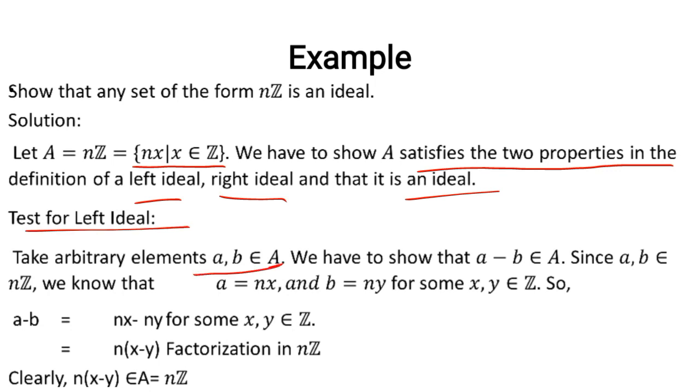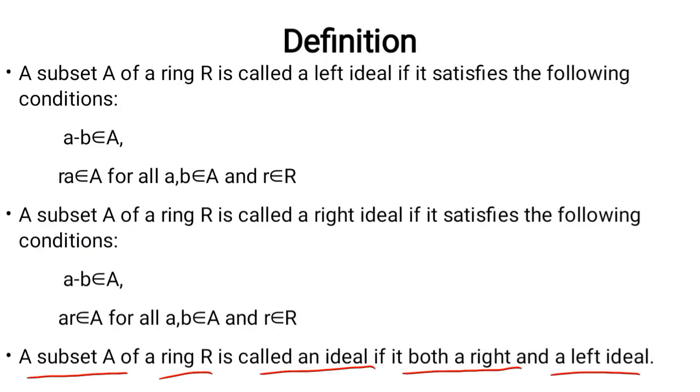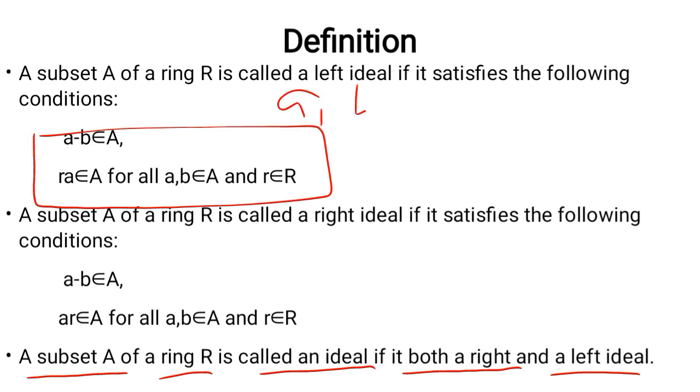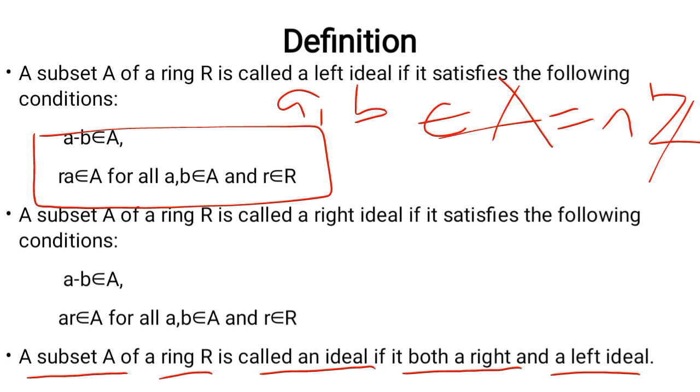If you remember when I was defining earlier, we had said that for it to be a left ideal, let's just go backwards and see. For it to be a left ideal, we had seen that it had to satisfy this property, right? For a left ideal, we pick a and b in our ideal A. For our case, it is nZ, right? So we want to find out if we pick any a and b in this set.